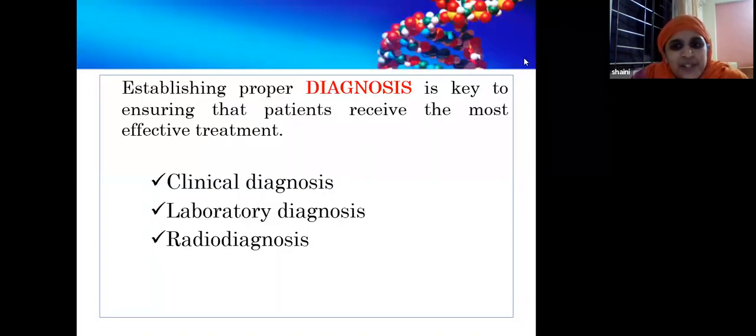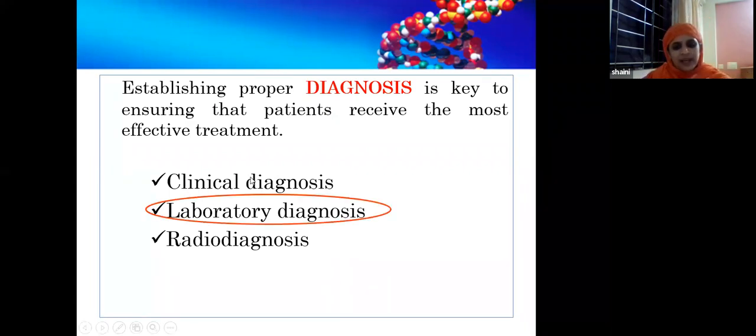Establishing a proper diagnosis is key to ensuring that patients receive the most effective treatment. Now, diagnosis starts from a clinical perspective. Depending on the signs and symptoms given by the patient, a clinical diagnosis is made, and based on that, lab tests and radiological tests are asked for. And today, we shall concentrate on the various lab tests.